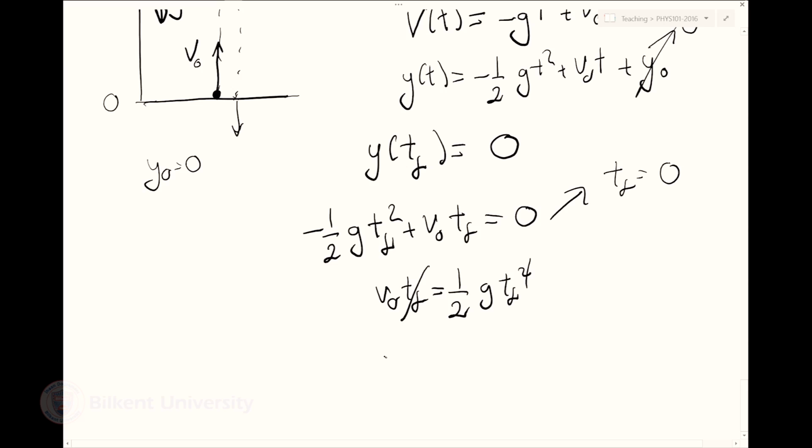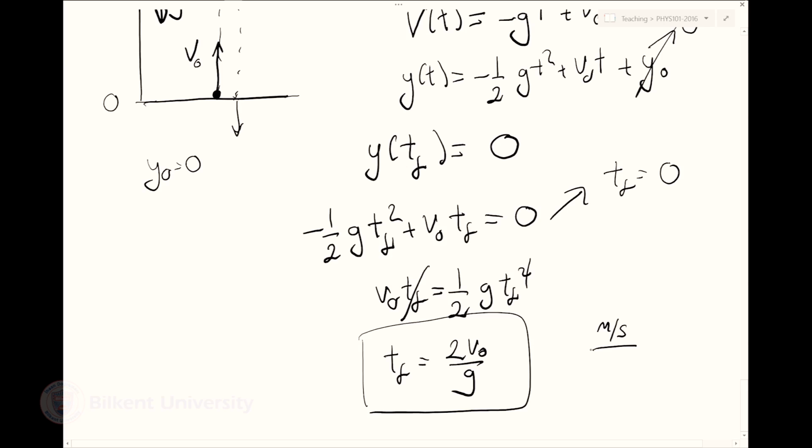Quick unit check. tf must be time. What's v0? The unit is meters per second. g's unit is meters per second squared. So meters cancel. 1 power of second cancels. 1 over 1 second is second. So at least unit-wise, this is correct. So this is one way to measure g. You throw an object up and measure how long it takes for it to come down.